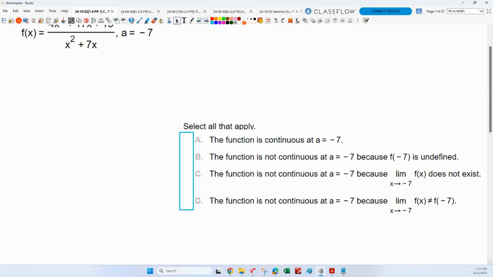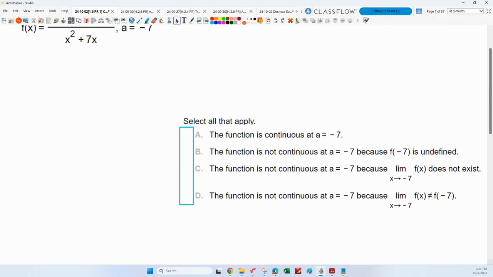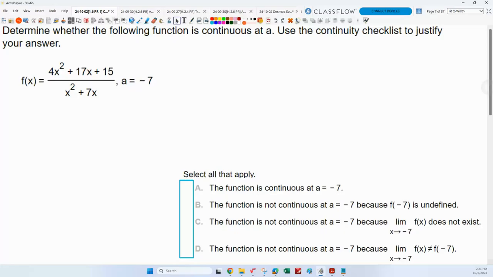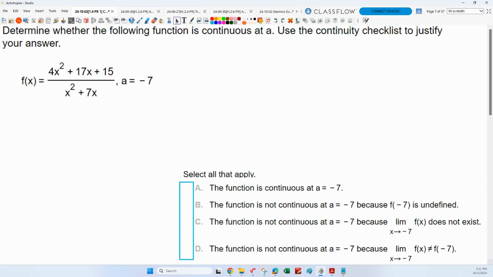Select all that apply here. What are we trying to do here? Justify your answer. We know B. Has to be B. Okay, I see what they're doing. So that's not an option because it is discontinuous there. Right. Okay. We need to find the limit though. So let's do this limit. This is really good practice.